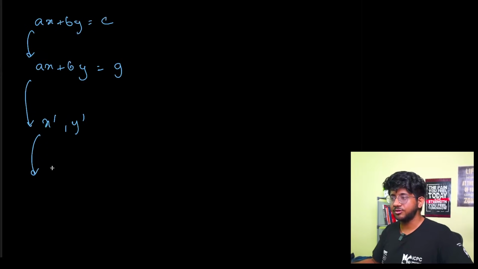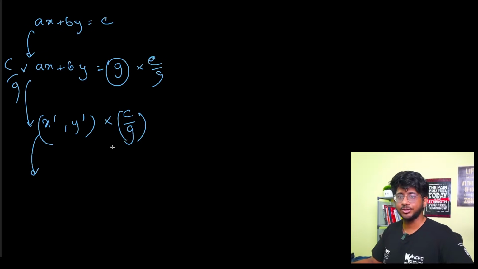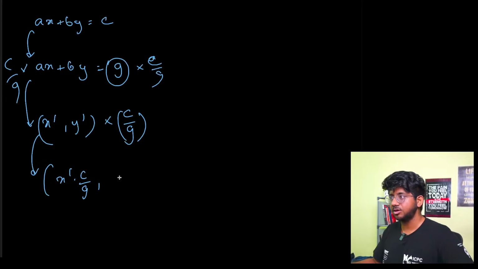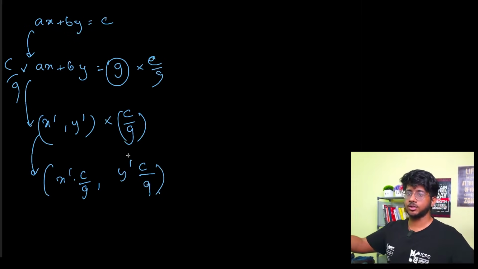The actual solution for this would be, see, it was equal to g, but we want c. So we will multiply this with c by g, because in this equation, we are multiplying both sides by c by g. So the equation will also get multiplied by c by g. So the solution for this is x dash times c by g, comma, y dash times c by g. Now what we want to do is find the general format, like there is an m, and find all solutions basically.